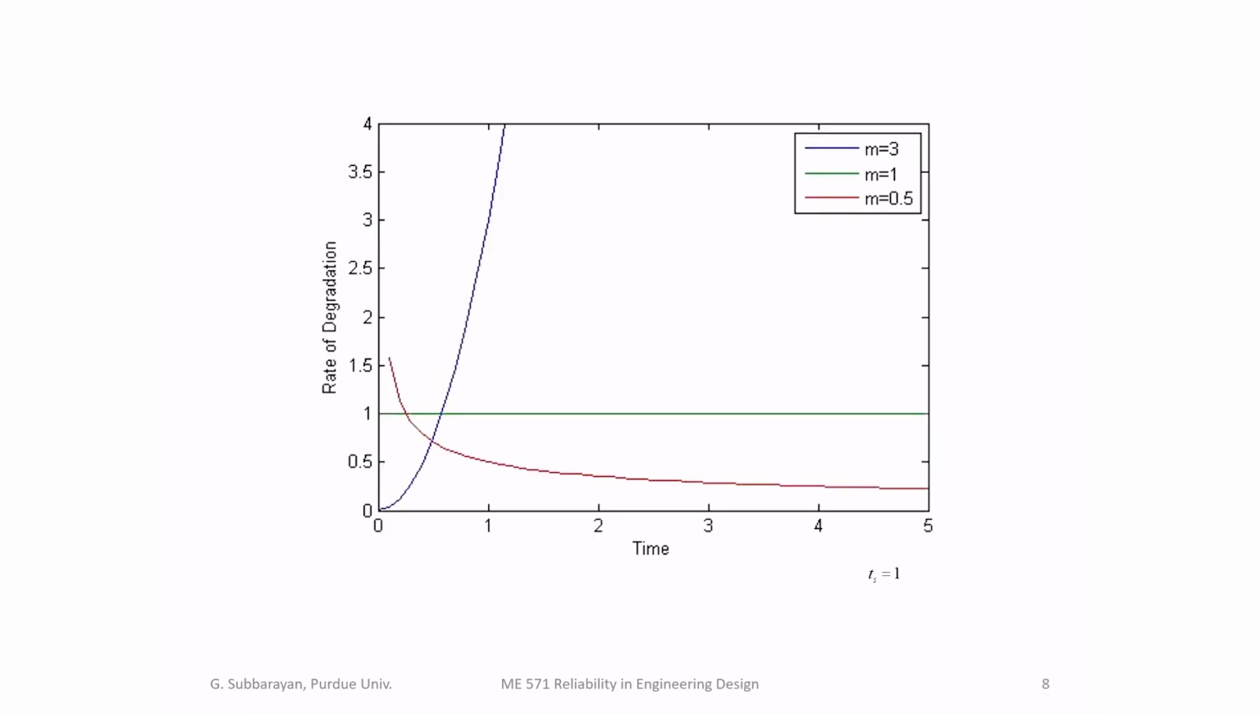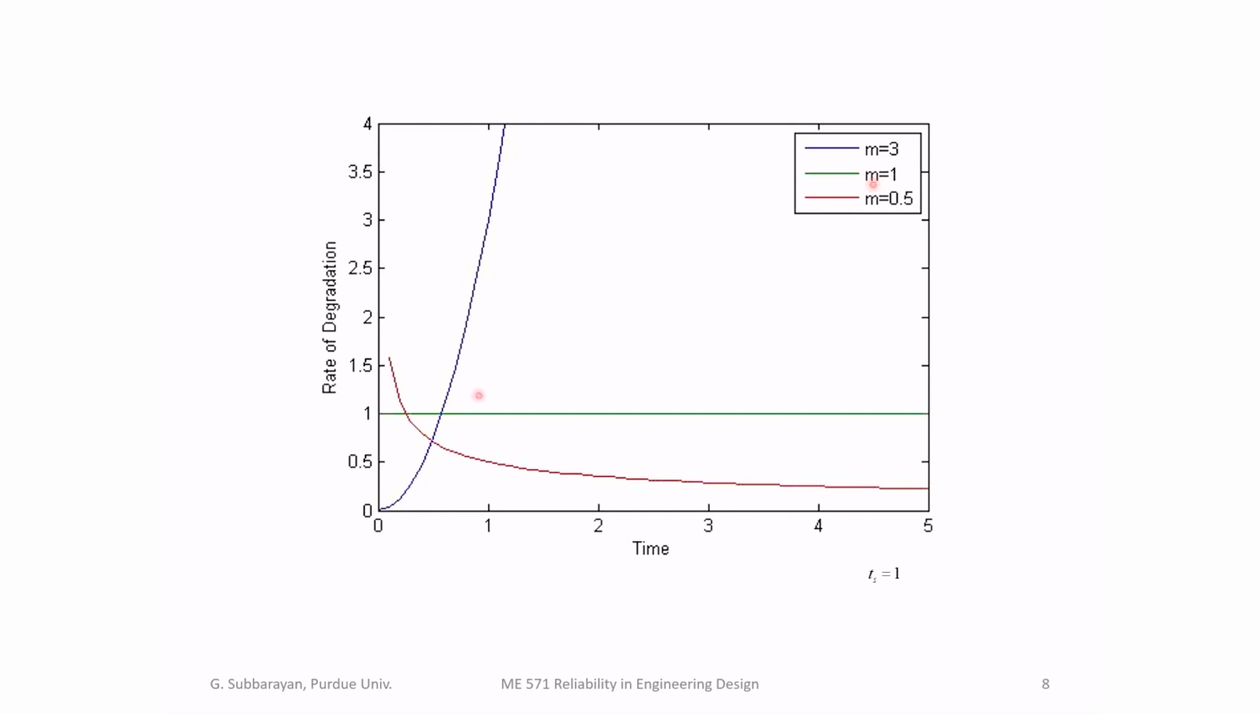Okay, so now let's look at the rate of degradation plotted as a function of time for various M values. When we see for M less than 1, M equal to 0.5, we find that the rate of degradation is a decreasing curve. So this form, M less than 1, can be used to model the early failure phase of the bathtub curve.